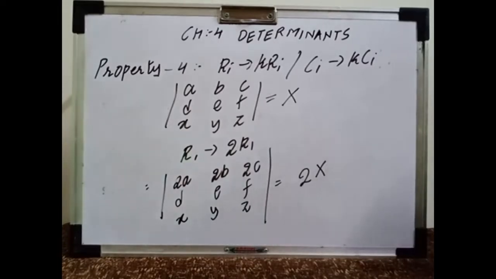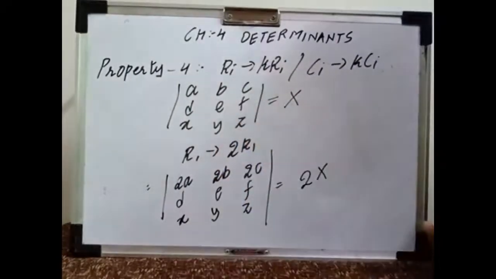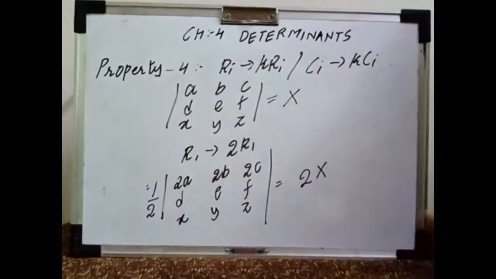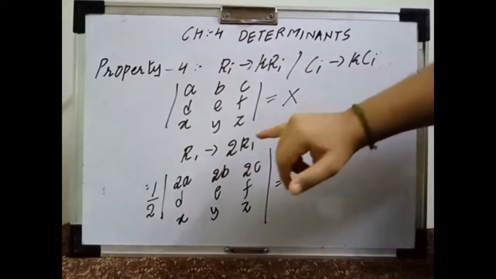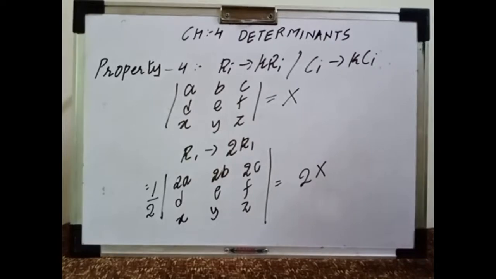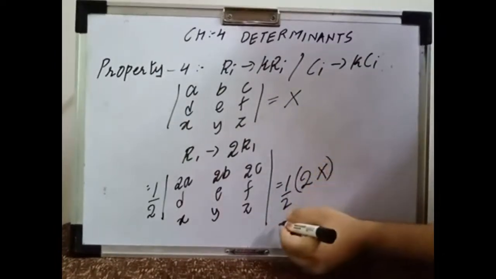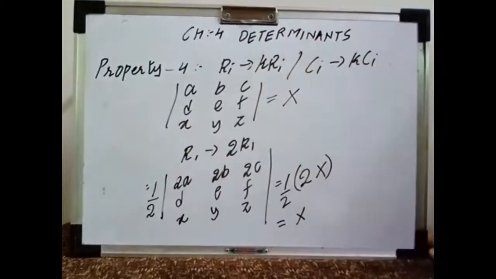So what's the counterbalance process? If you are multiplying any row with a constant number, then you should divide by that same constant number outside. So here you can see that I am multiplying 2 to row 1. I should divide by that 2 outside the determinant. If I divide it by 2, then I will get the same value x.